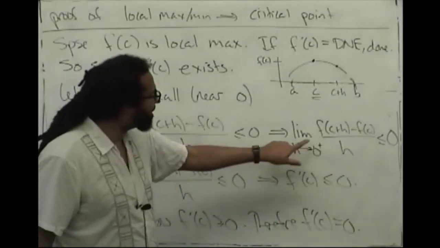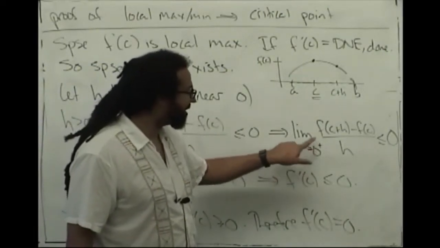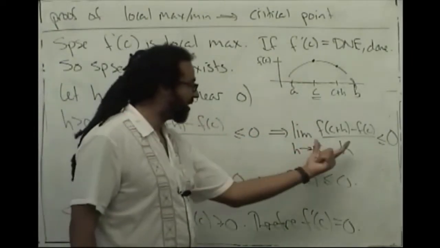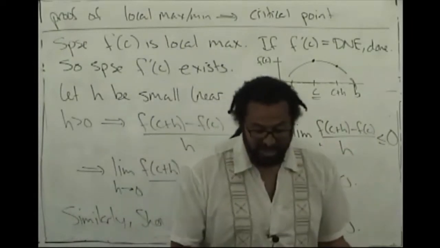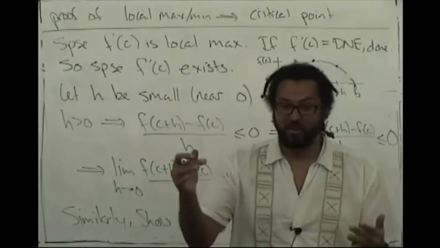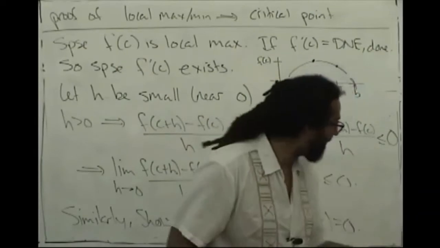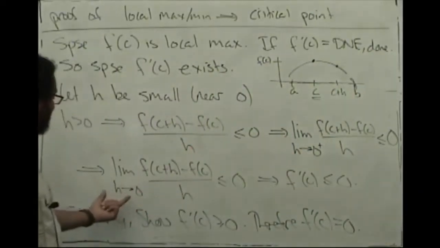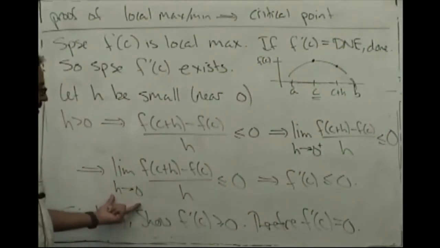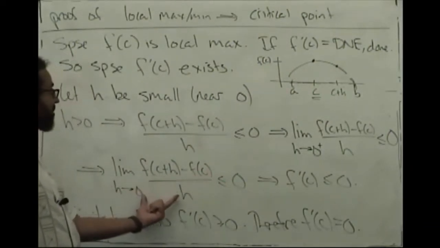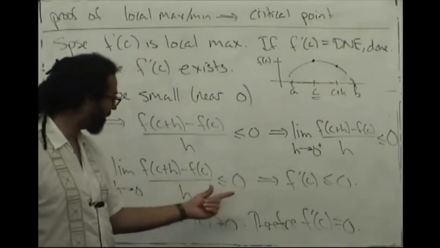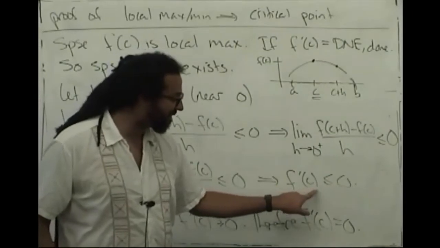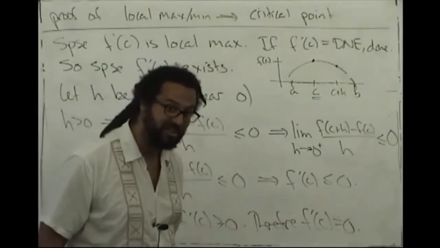But I know the limit as h approaches 0 exists because f prime of c exists. So whenever the limit exists, the left-hand limit is equal to the right-hand limit, and they must be the same. So the limit as h approaches 0 from the right is the same thing as the limit as h approaches 0. So that means this limit now must be less than or equal to 0. This is exactly f prime of c. That means that f prime of c must be less than or equal to 0.